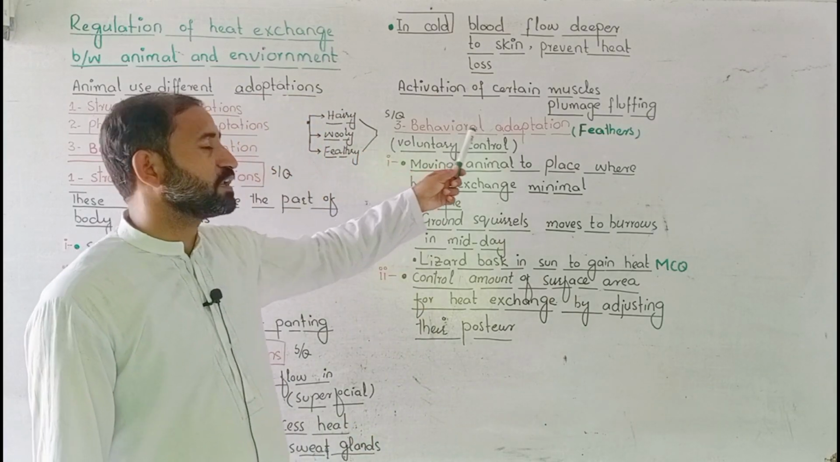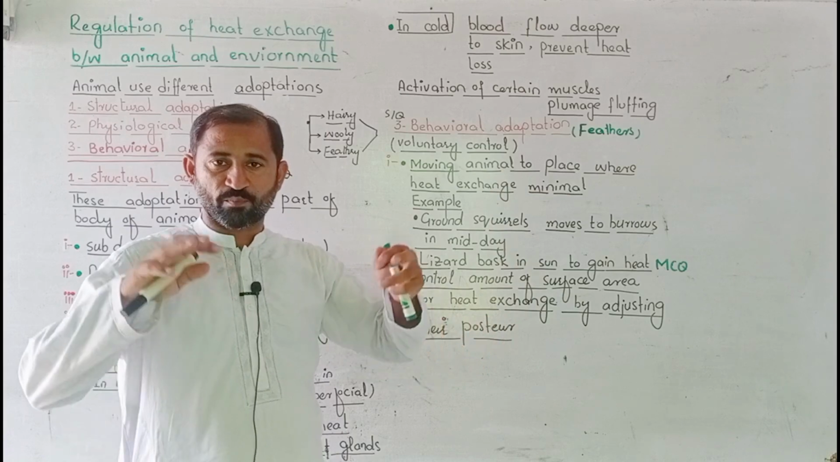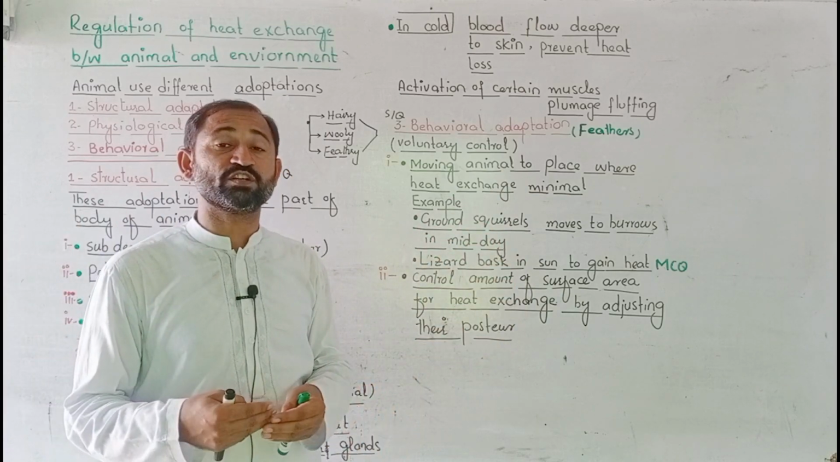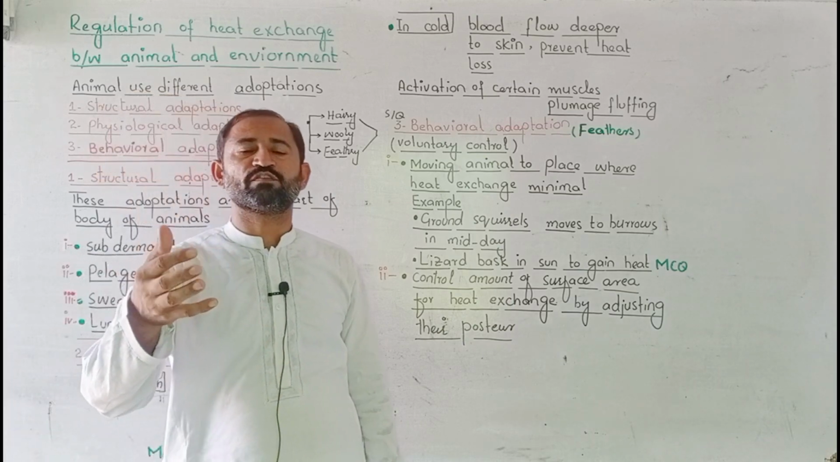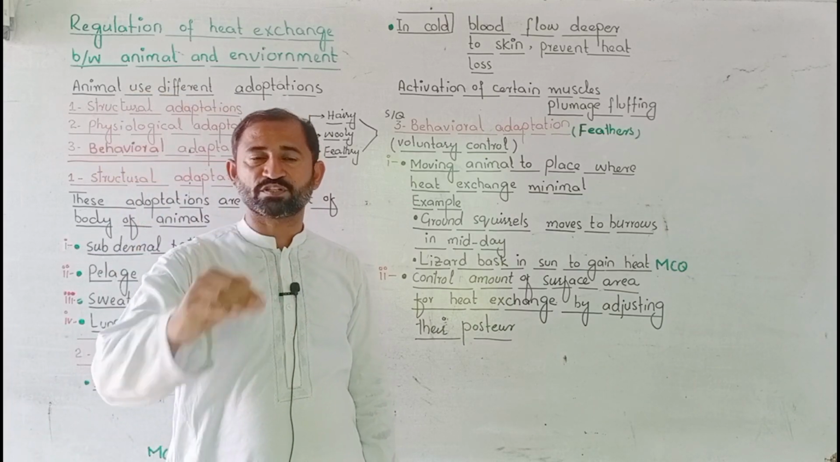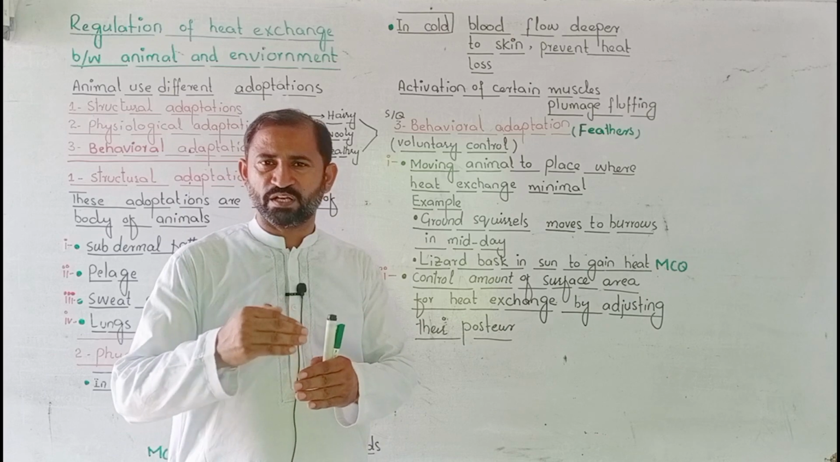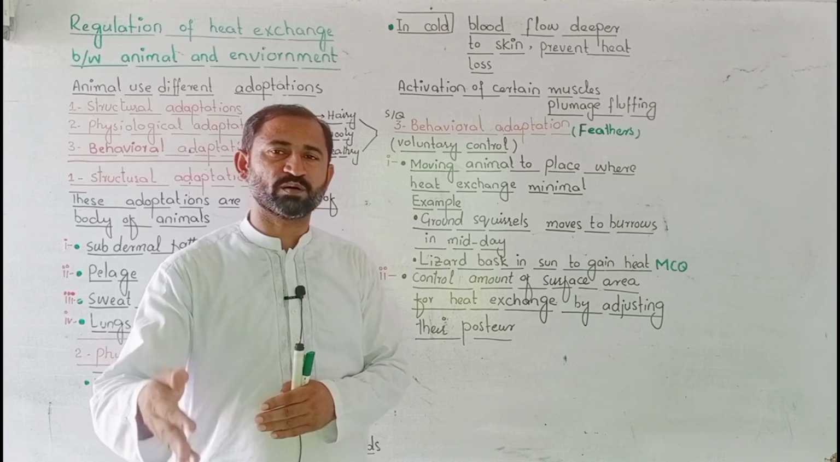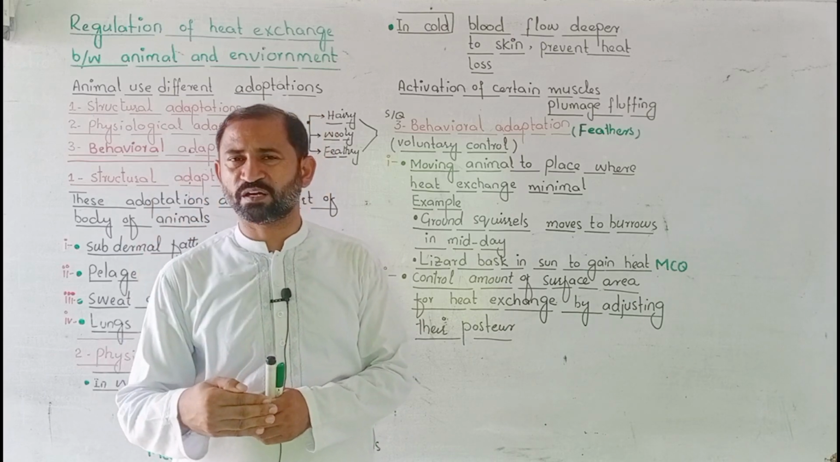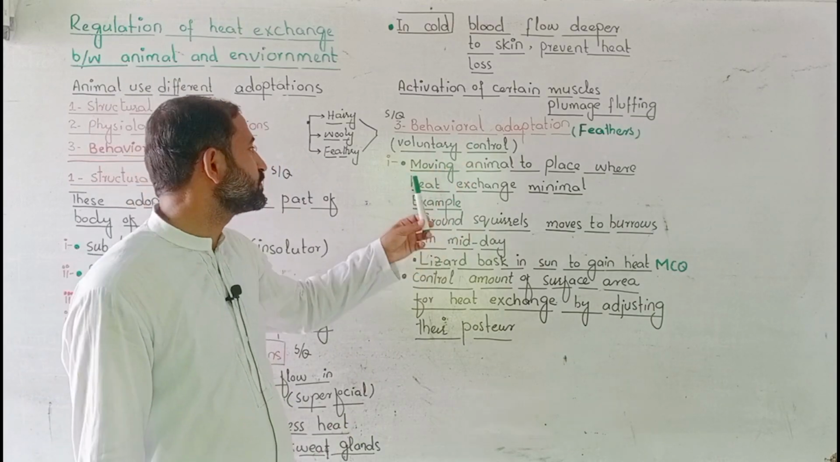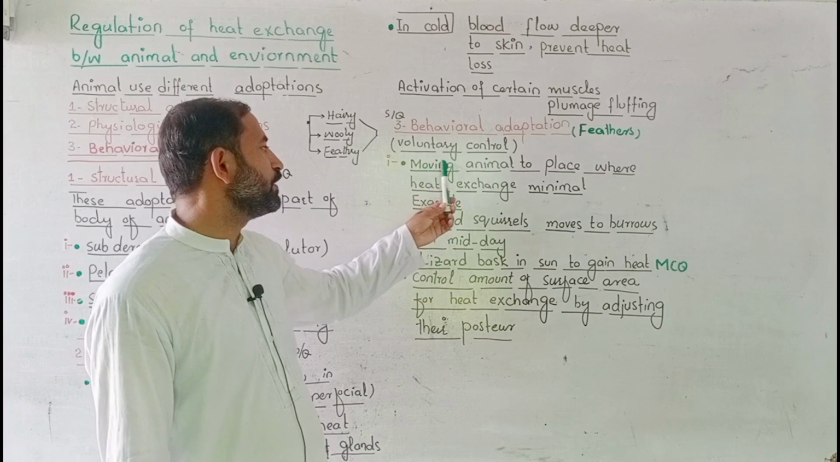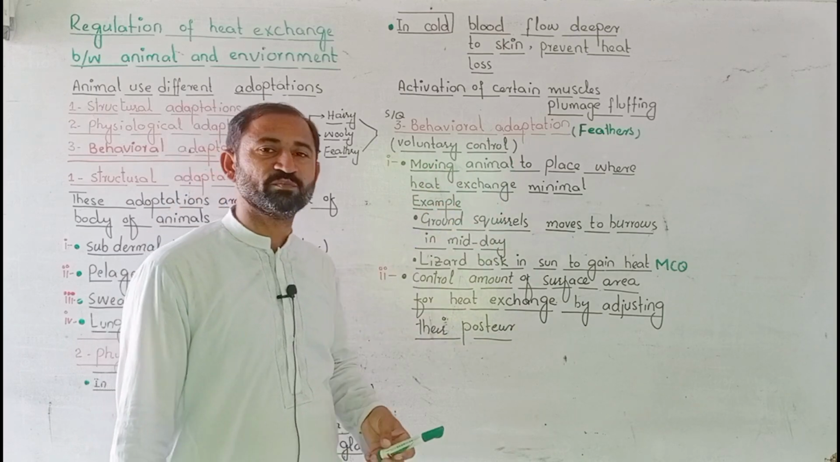Next one is behavioral adaptations. What are behavioral adaptations? They are actions of animals that help them exchange in a better way between the outer environment and inner environment. For example, if an animal keeps its temperature constant, it will not allow heat to escape outside the body or outer heat to penetrate into its body. So exchange is minimal in behavioral adaptation. It is a voluntary action, moving the animal to a place where heat exchange is minimal.